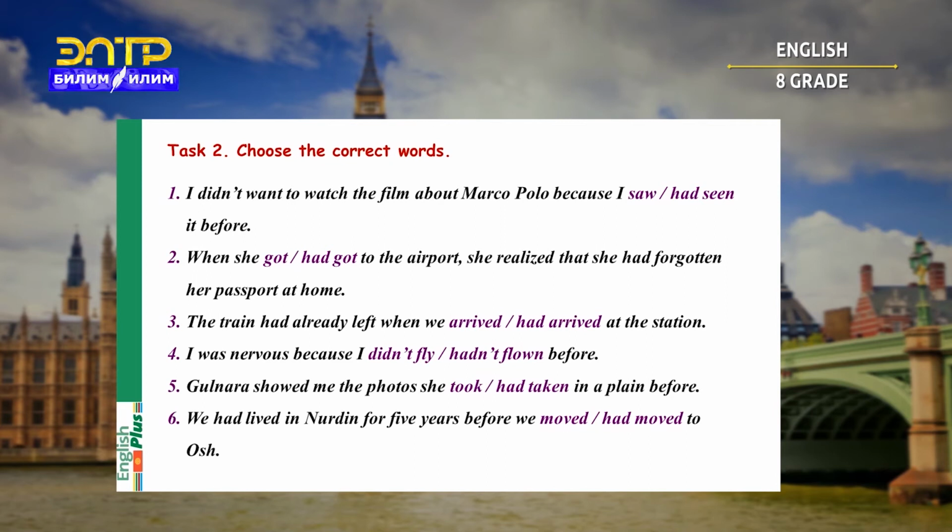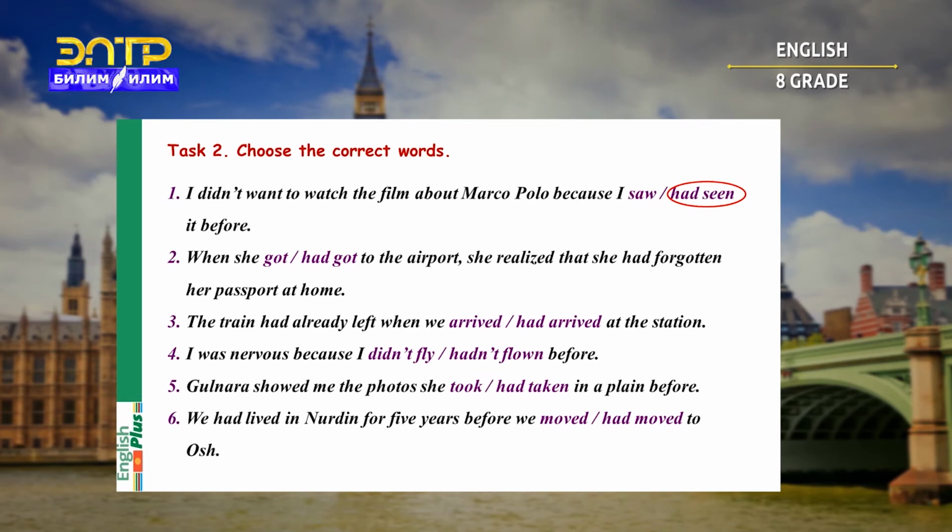Now, let's check. Sentence number 1. I didn't want to watch the film about Marco Polo because I had seen it before. It's obvious that the first action was I had seen the film before, so that's why I didn't want to watch it. So we should use past perfect in this sentence.